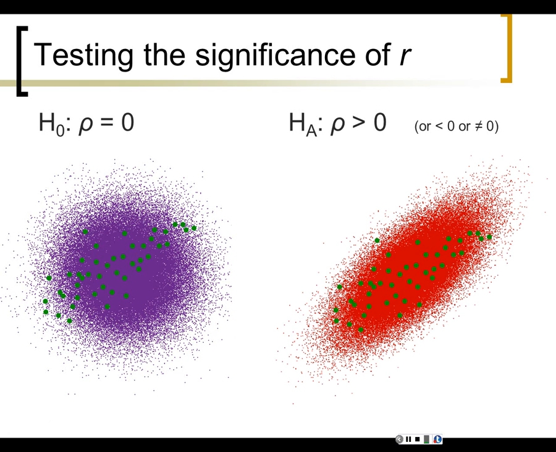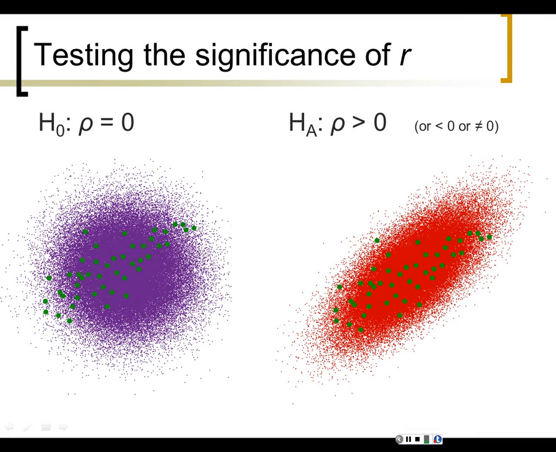Whereas if the alternative hypothesis is really true, now I picked some correlation like 0.7 or 0.6 or something like that. If there is an association, then these green dots come from something that has a positive association to it. So we have to decide which is more plausible. Are our green dots more likely to have come from this population or this population?